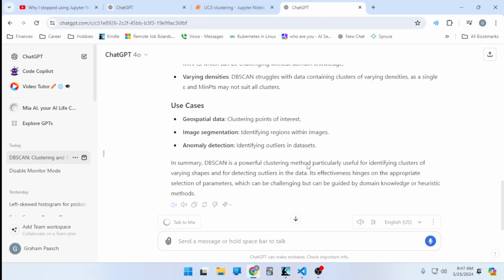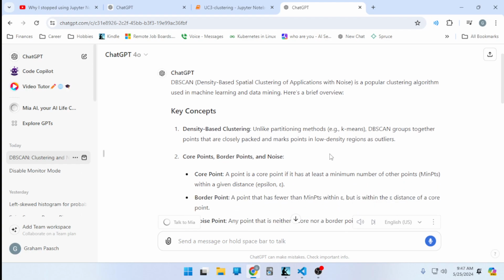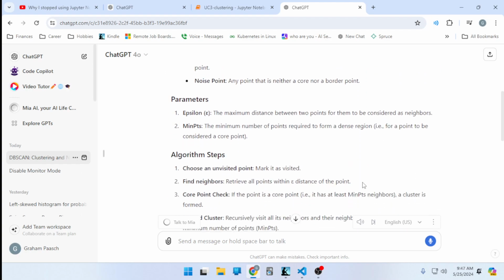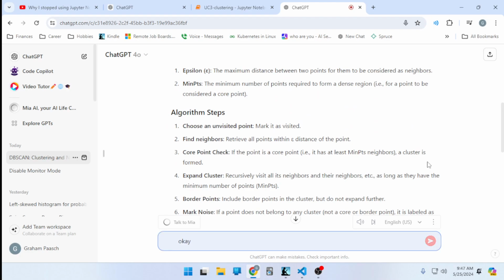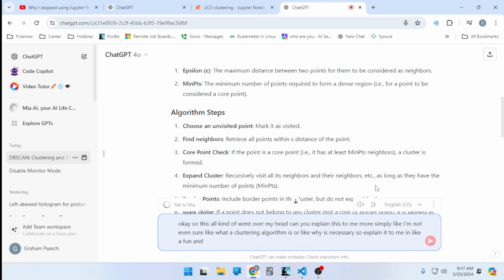All right, so that kind of all went over my head, but basically it's a clustering algorithm. Okay, so this all kind of went over my head. Can you explain this to me more simply? I'm not even sure what a clustering algorithm is or why it's necessary. So explain it to me in a fun and engaging way.